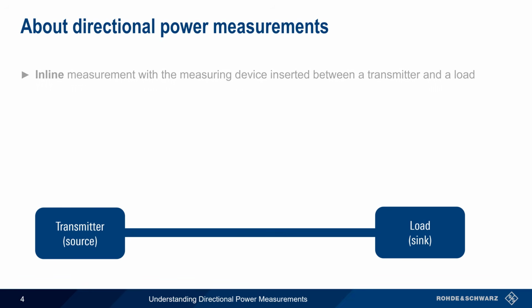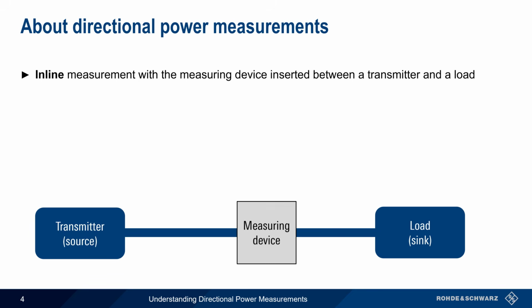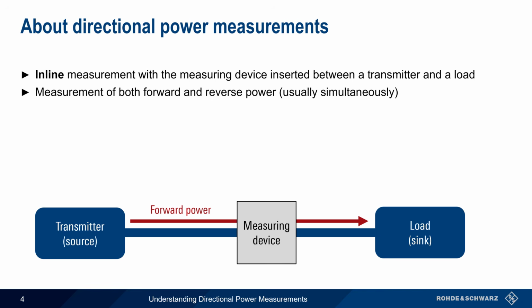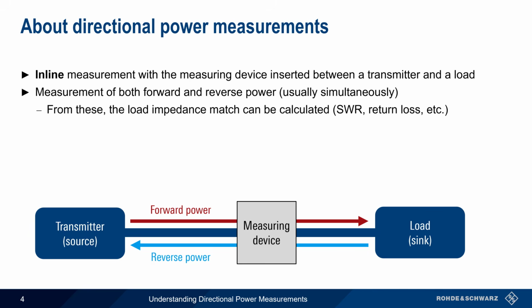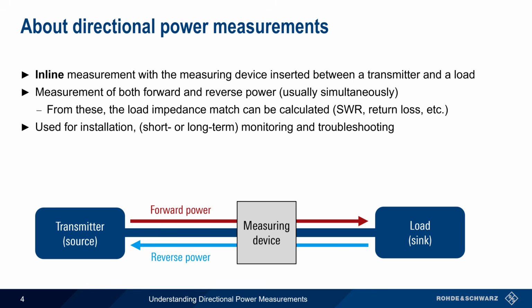In a directional power measurement, the measuring device is inserted between the source and the load. This allows measurement of both forward power and the reverse or reflected power. In most cases, these measurements of forward and reverse power are made simultaneously. These two quantities can also be used to calculate the load impedance match, which is commonly expressed in terms of SWR or return loss.